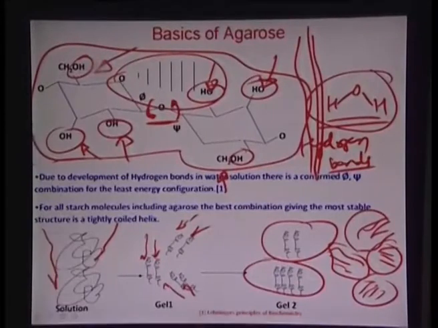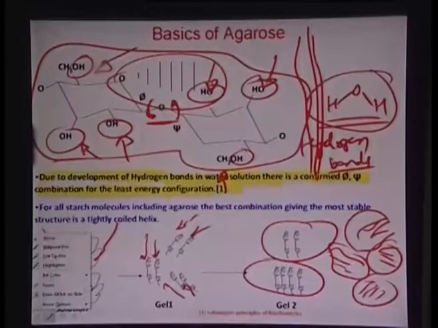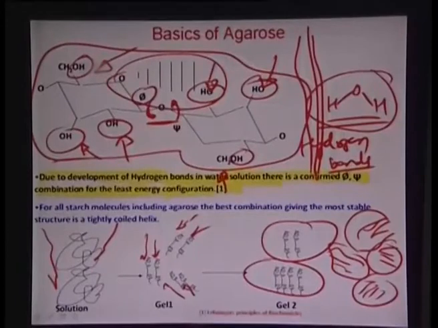So, summarily, due to the development of hydrogen bonds in water solution, there is a confirmed combination of these two angles, the phi and psi. Here the angle of movement on the left flank is termed phi, and that on the right flank is termed psi, and these are defined by the energy state, the thermodynamic state of the molecule, or the amount of hydrogen bonds between themselves or between the media that they formulate.